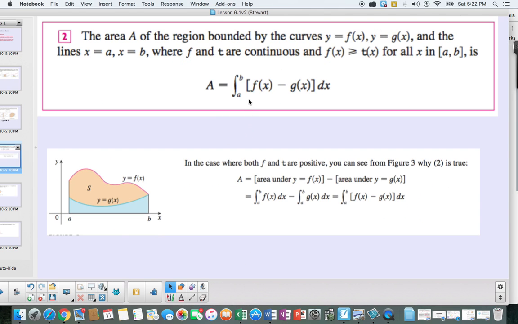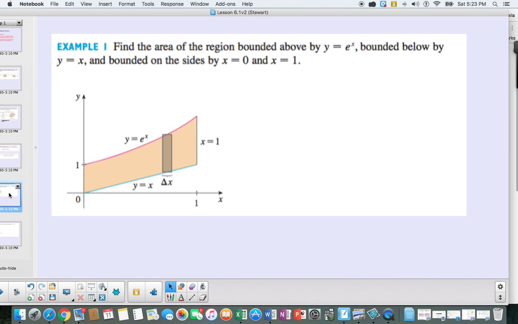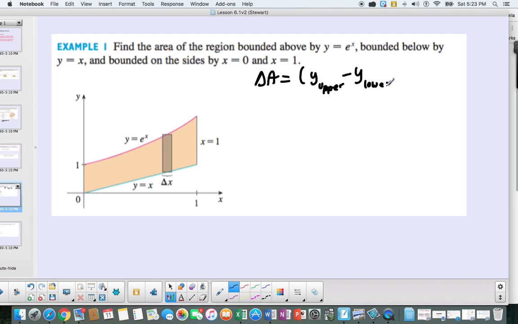So the area of a region between a and b will be the difference between the two functions, and that's what is illustrated right here. Okay, let's go ahead and put it in practice. I like to set up a little representation for area, and I like to call it delta A, and it's going to be the y of the upper minus the y of the lower. That's going to give the height of the rectangle times delta x.